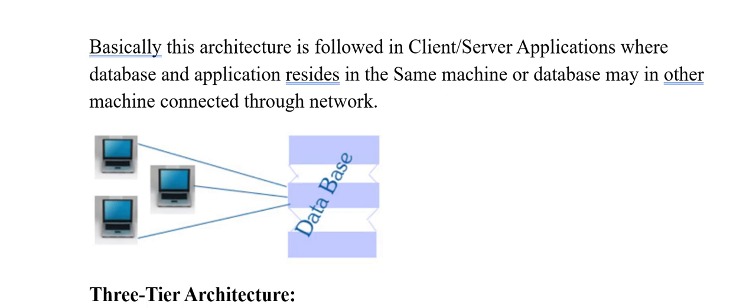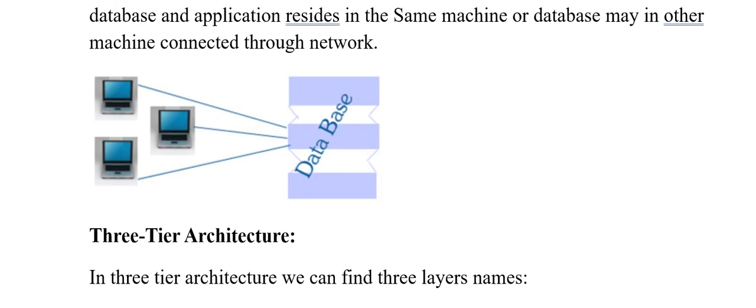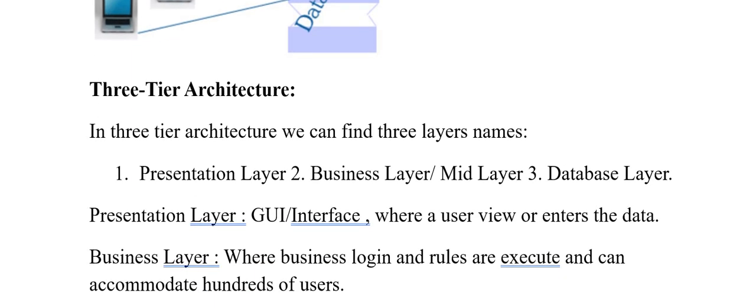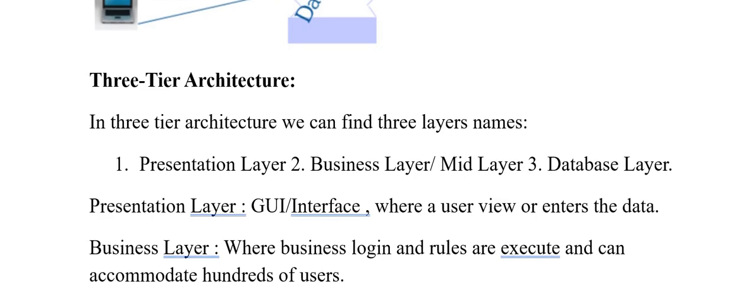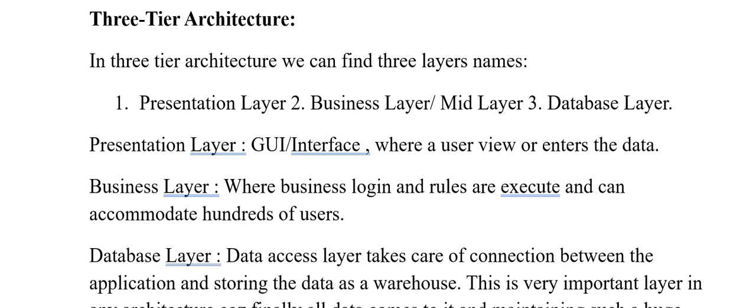Now SAP released the three-tier architecture. The three-tier architecture consists of the presentation layer, meaning the GUI, the business layer, which we can call the middle layer, and the database layer.